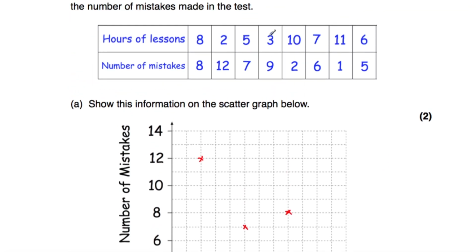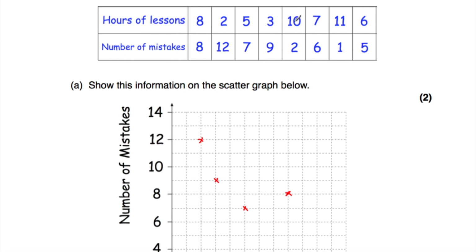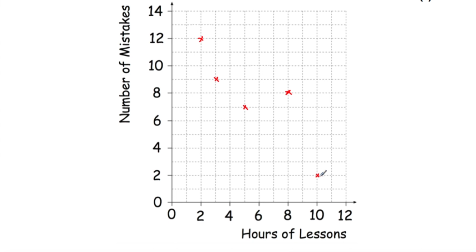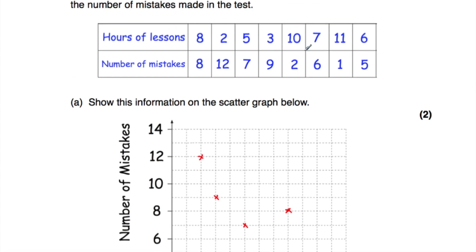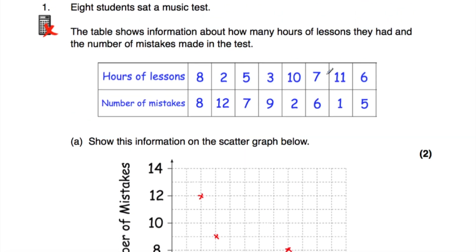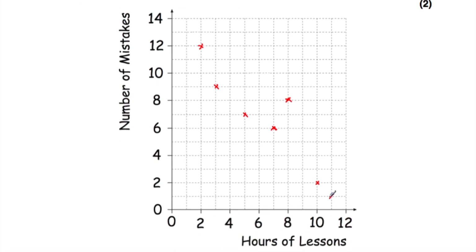Next person had 3 hours of lessons and made 9 mistakes. So 3 hours of lessons would be here, and going up to 9 mistakes would be there. The next person had 10 hours of lessons and made 2 mistakes. The next person had 7 hours of lessons and made 6 mistakes, so go from 7 up to 6 there, like so. And then the next person had 11 hours of lessons and only made 1 mistake, so that would be there.